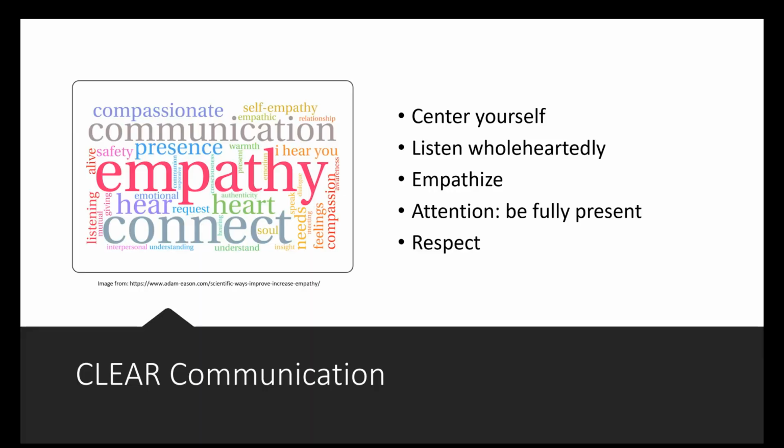This is a mnemonic that your textbook offers up for you. It's called clear communication. When you're talking with people, center yourself and focus. Remember that sometimes it's not always as easy as we think to listen and hear people.